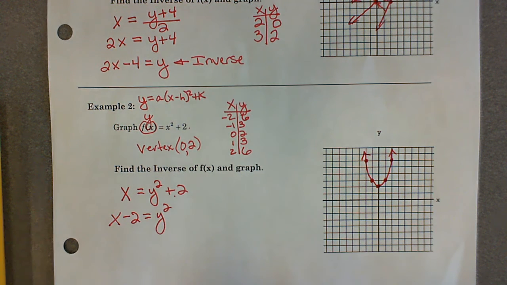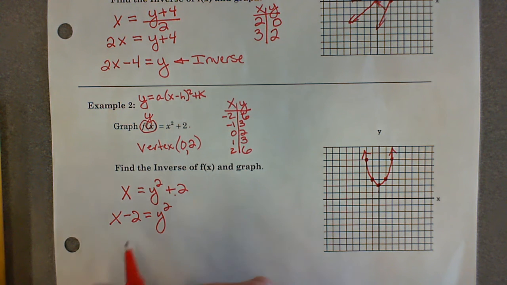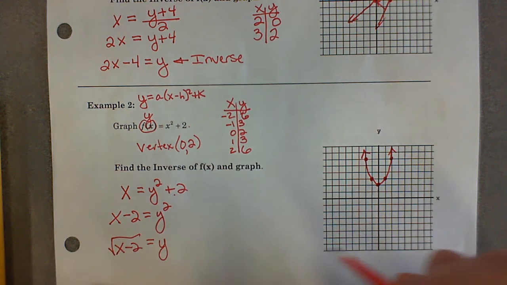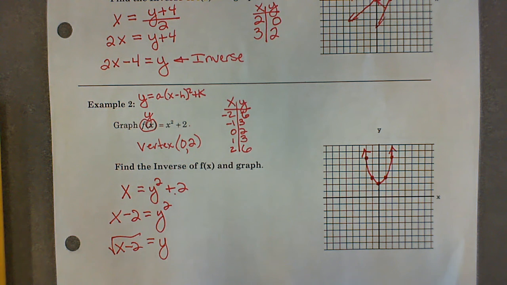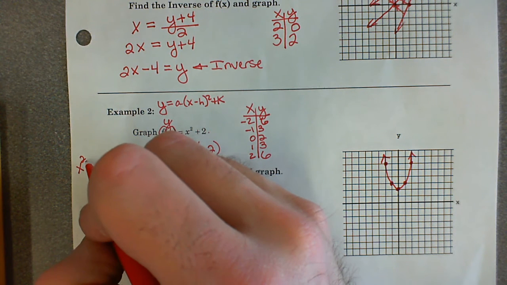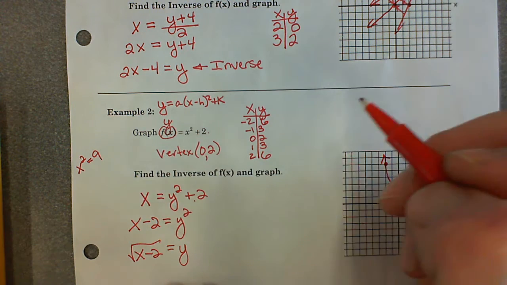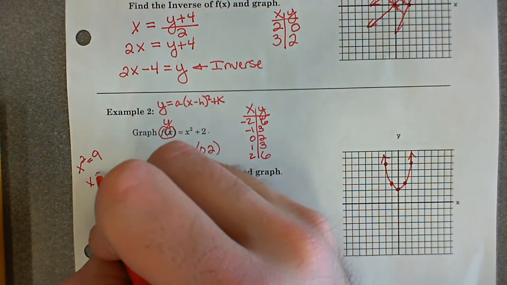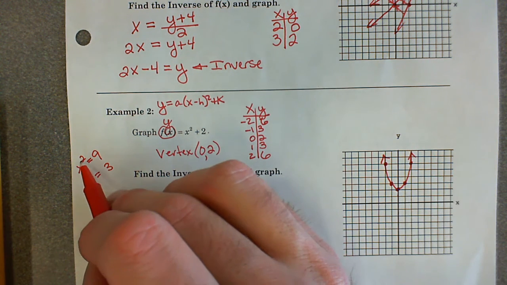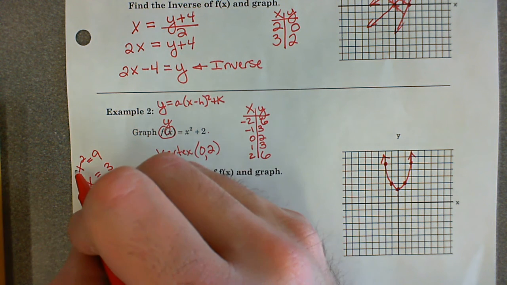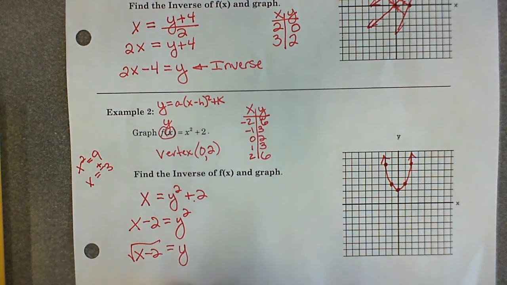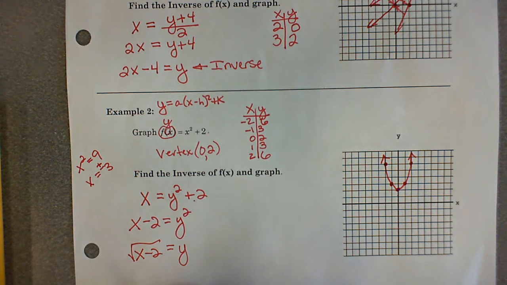And now to undo a square, you take the square root. So y equals the square root of x minus 2. But that's not totally correct. Because if you remember from the last unit on square roots, x squared equals 9, x is equal to 3, but 3 is not your only answer. Because 3 squared gets you 9, but also -3 squared gets you 9. So when you take the square root of both sides, you have two cases, a positive and a negative.